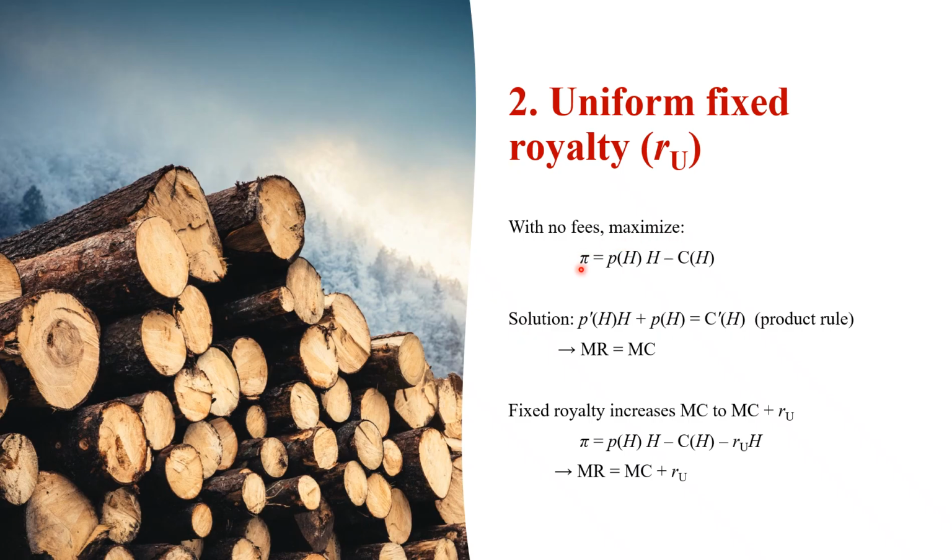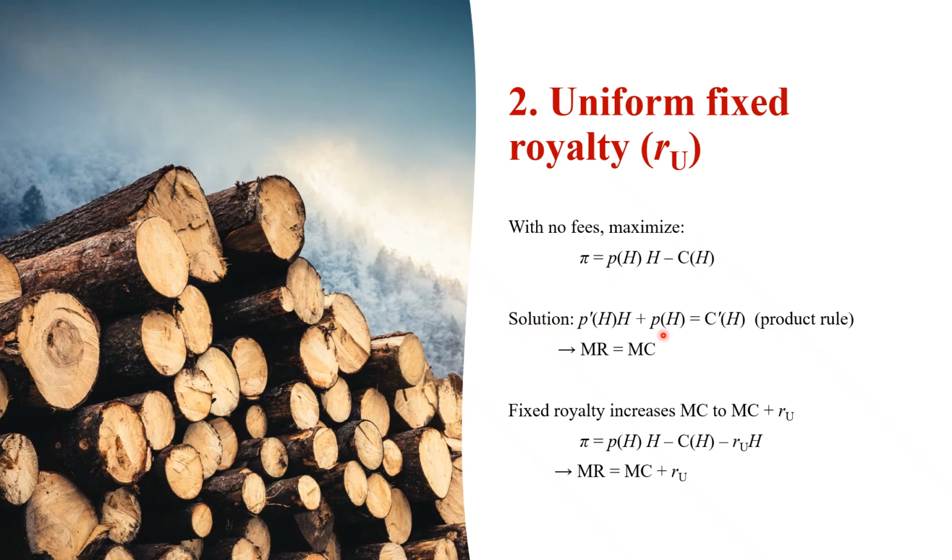timber companies would seek to maximize their profit, which is given by the price of logs, but the price of logs is going to change by the harvest amount, H. So it's price times H minus, so price times the amount harvested minus the cost of harvesting, which also will vary by the amount of harvest.